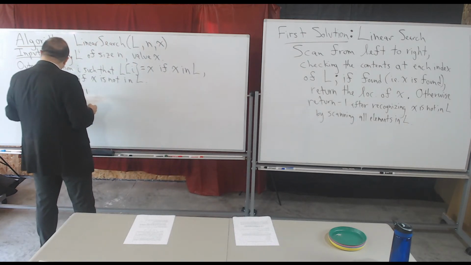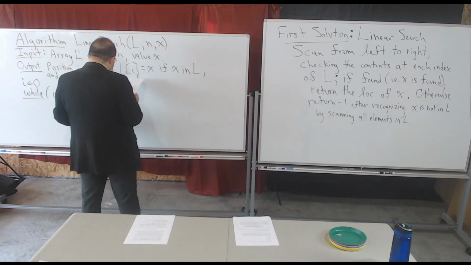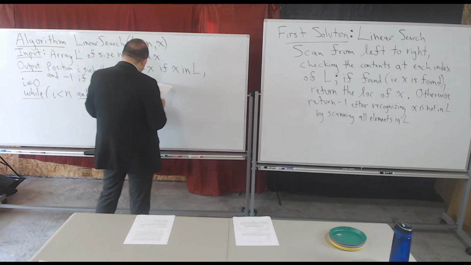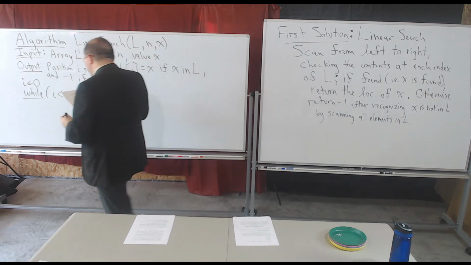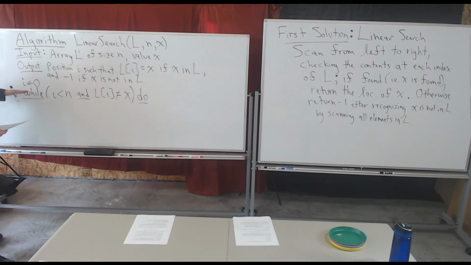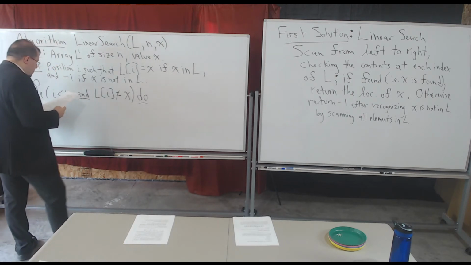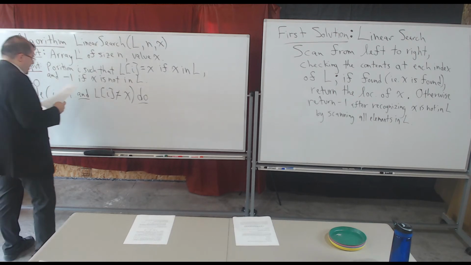And so while I is less than n and L sub I is not equal to x, so I'm going to write down the algorithm and then I'm going to make some remarks. So you know what linear search looks like. I'm just going to go through each one of these until I get a match. And as soon as I get a match, then I'm going to exit the loop. Or if I go all the way through here, I'm going to return saying, hey, look, I didn't find it.